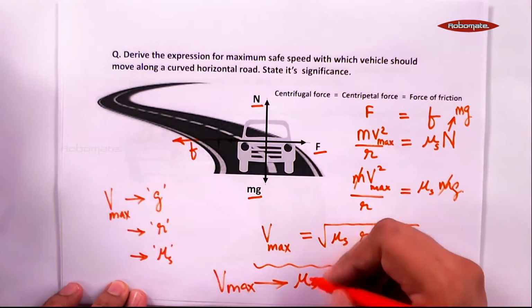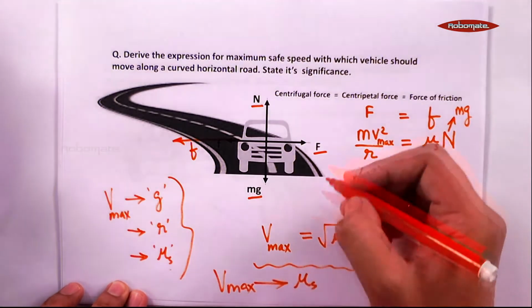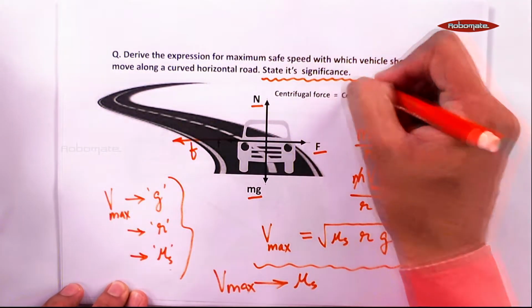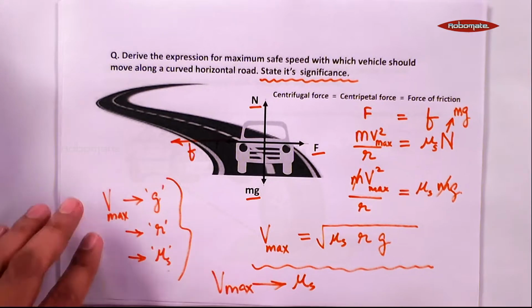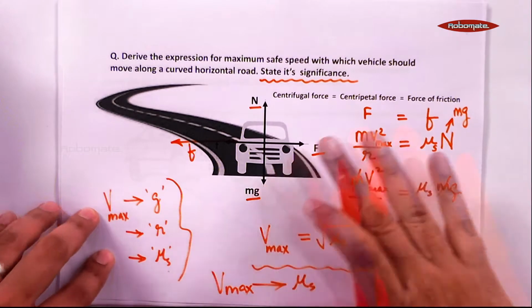Now why I am specifying that Vmax depends more on the friction is because I need it for the second part, which is state the significance. So let's go to the second part. How do we state the significance of this maximum safe velocity? I hope you are very clear with the derivation.